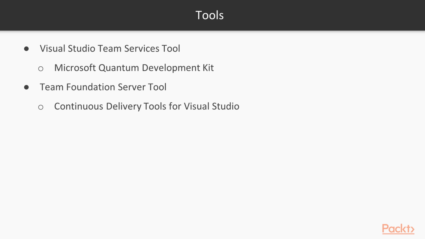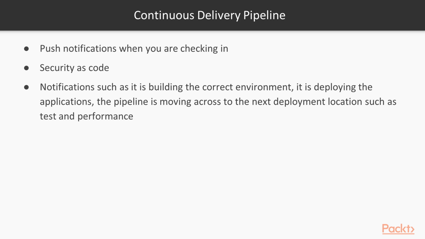So the purpose behind this is when you're moving so quickly doing DevOps and WinOps, and you want to be able to see pipeline as code, you want push notifications when you're checking in configuration as code, security as code. Part of that is you want to get notifications that it's building the correct environments, that it's deploying the application, that the pipeline is moving across to the next deployment locations, such as moving between test and performance.